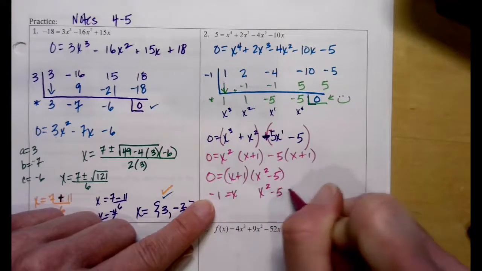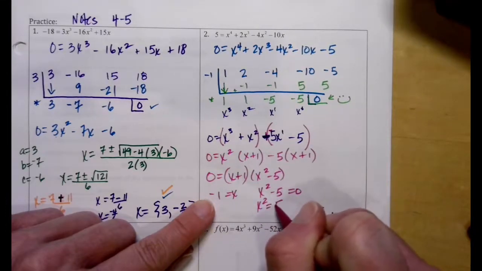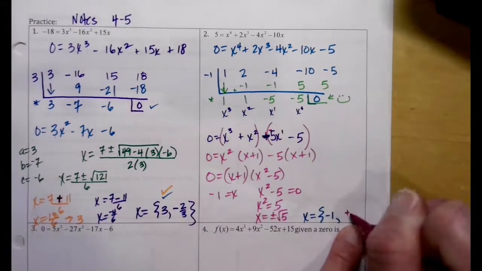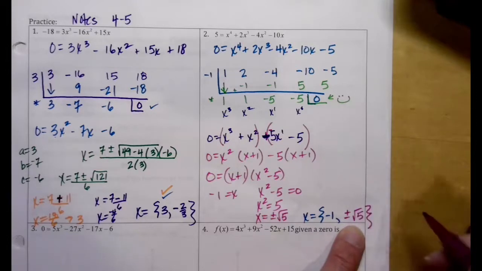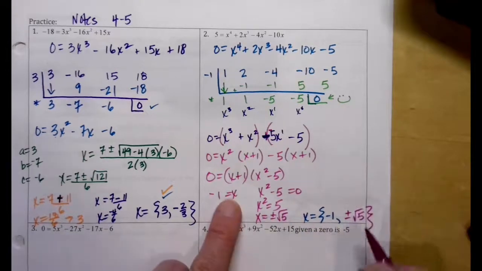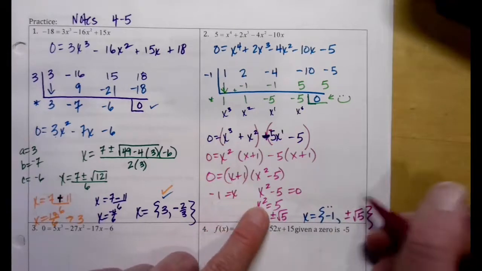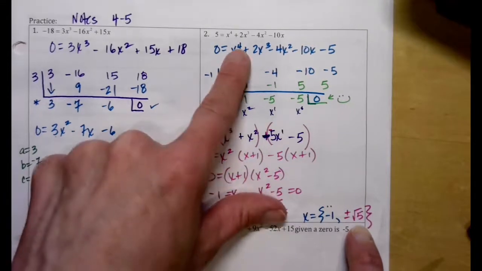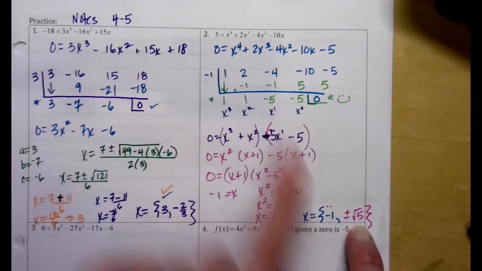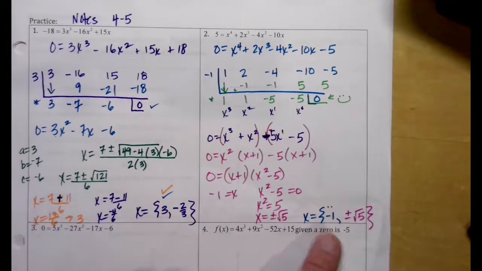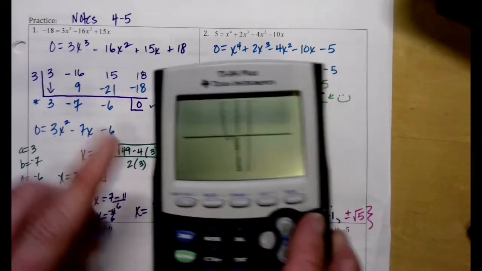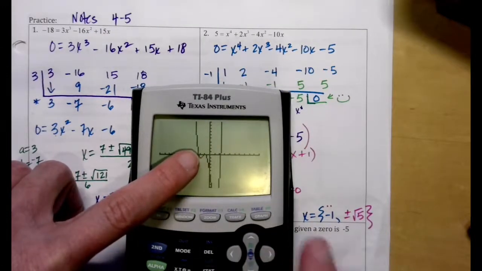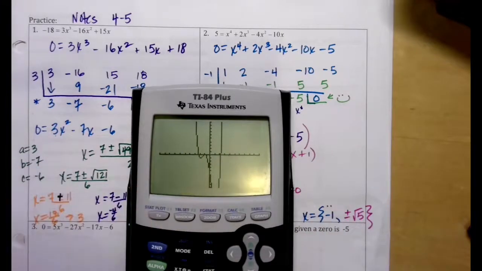X squared minus 5 can be equal to 0. X squared is equal to 5. X is equal to plus or minus the square root of 5. Why do I feel like I've done this one before? Guess what? Here's a double root. And here's my other two roots of 5, plus and minus. So I needed to find 4 times it crosses the axis. Here's where it bounces. I can go back and look at my graph at -1. That -1 is where it bounces. And then positive root 5 and negative root 5.